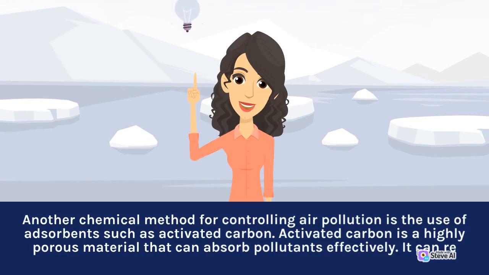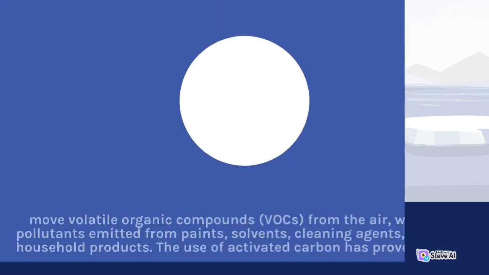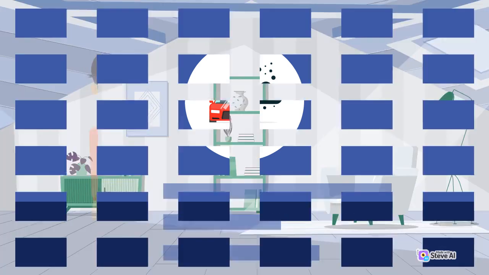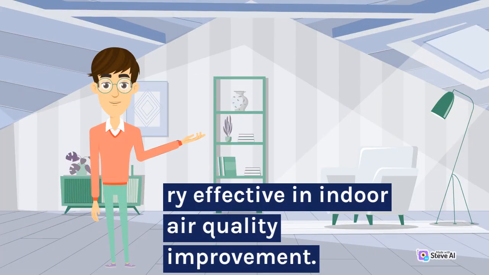Another chemical method for controlling air pollution is the use of adsorbents such as activated carbon. Activated carbon is a highly porous material that can absorb pollutants effectively. It can remove volatile organic compounds, VOCs, from the air, which are pollutants emitted from paints, solvents, cleaning agents, and other household products. The use of activated carbon has proven to be very effective in indoor air quality improvement.